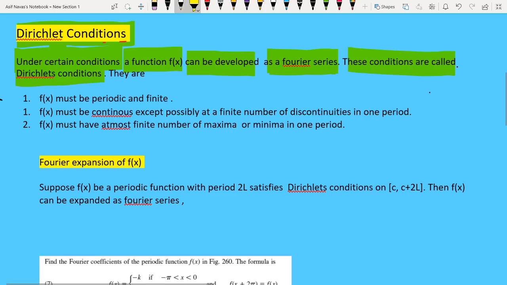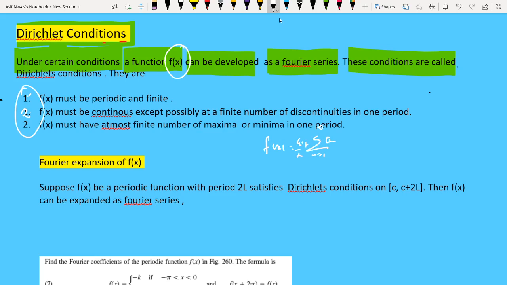That means if f of x satisfies these three conditions, 1, 2, 3, then f of x can be written as a Fourier series. That means f of x is equal to a naught by 2 plus the sum from n equal to 1 to infinity of an cos nx plus bn sin nx.